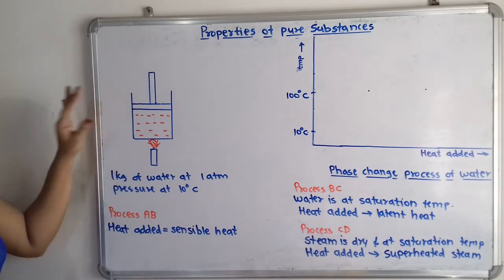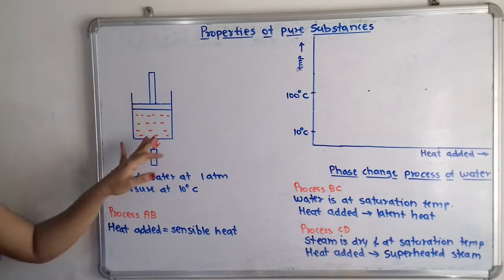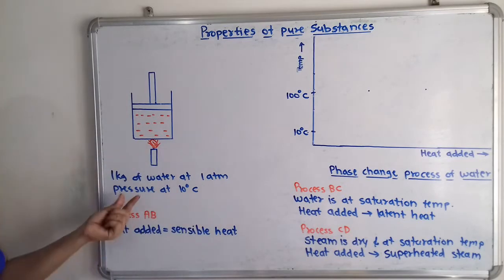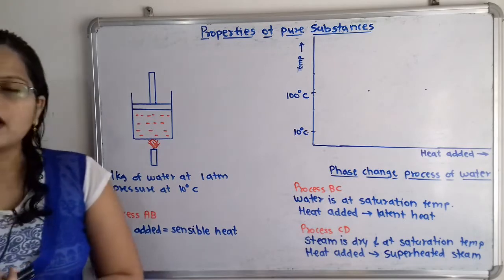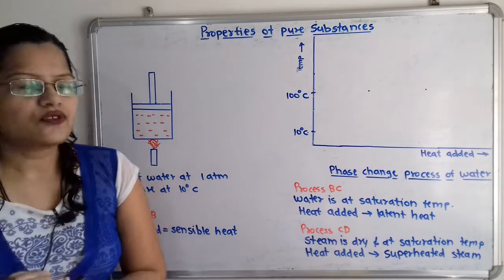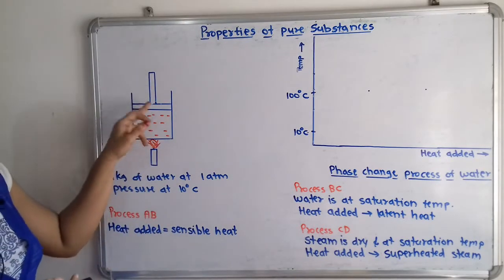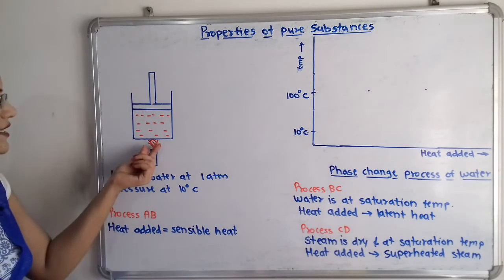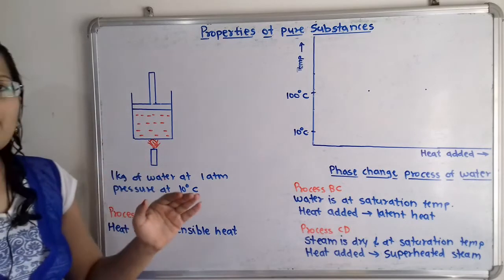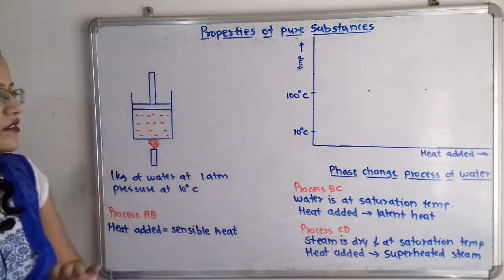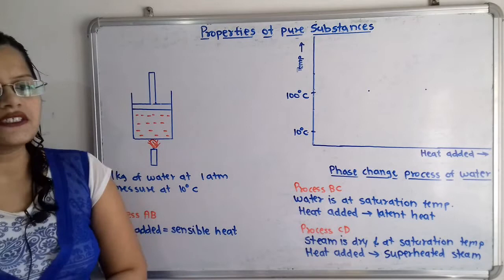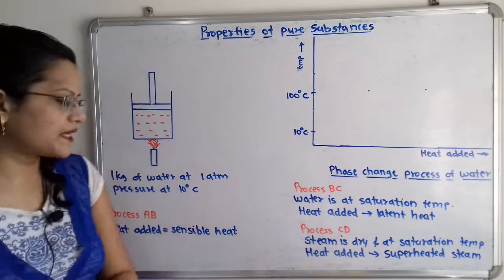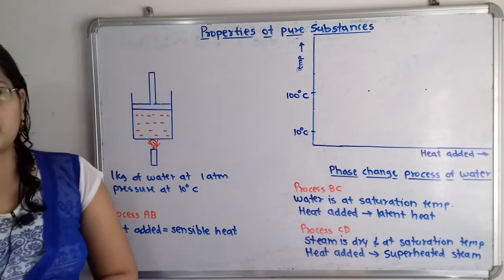Now the initial condition for the water inside the cylinder is 1 kilogram of water at 1 atmospheric pressure and at a temperature of 10 degrees Celsius. This piston is adjusted for a pressure of 1 atmosphere. Now when the heat is added, we have to plot the different phase change processes that are taking place inside the cylinder at a constant pressure of 1 atmosphere.